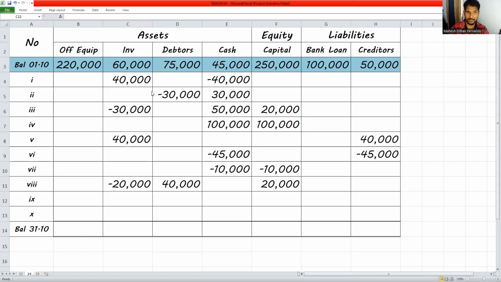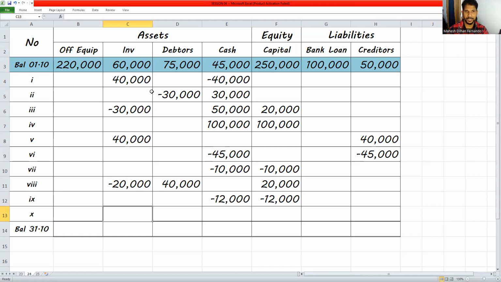Number 9. The owner withdrew 12,000 for his personal use. Cash minus 12,000, right? And it's a drawing. I told you, this is not an expense. It's a drawing. But drawing is also decreased from the equity. Remember that.